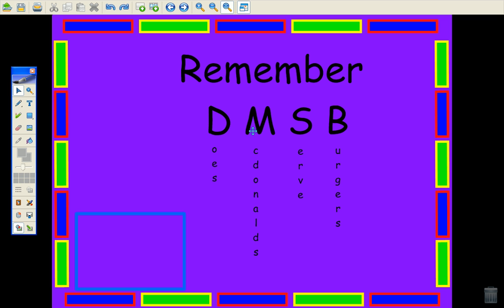A way to remember that, and you can put this on the student side, some people remember it: Does McDonald's serve burgers? If you want to come up with something else, you can. Whatever you can remember, it has to be in this exact order because this is the exact order that it happens every single time. So let's look at the next page after you've copied this DMSB onto your student side. And you can use this saying or you can come up with another one.